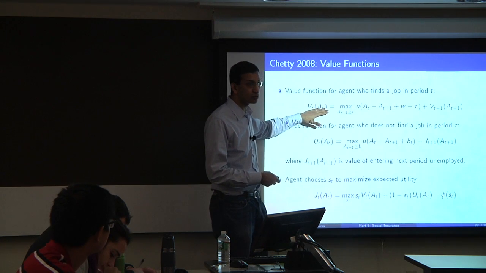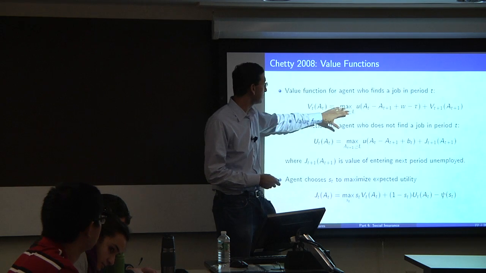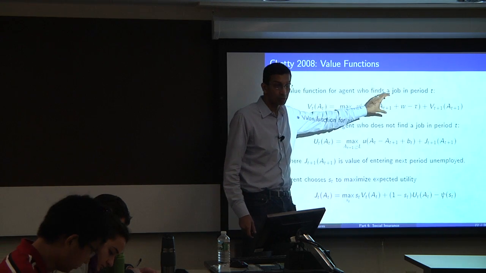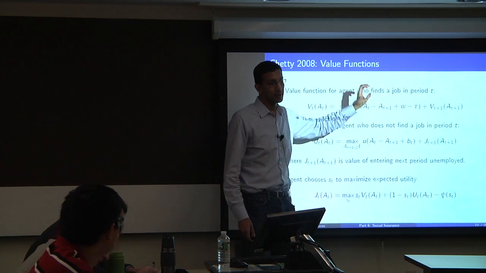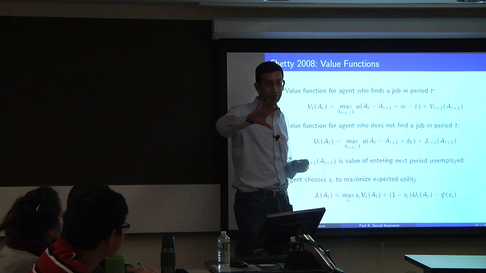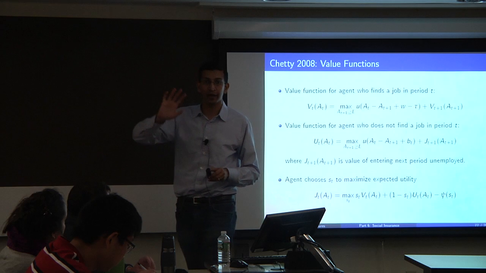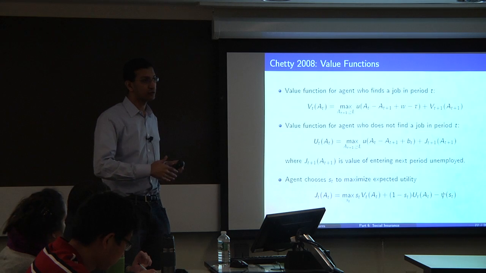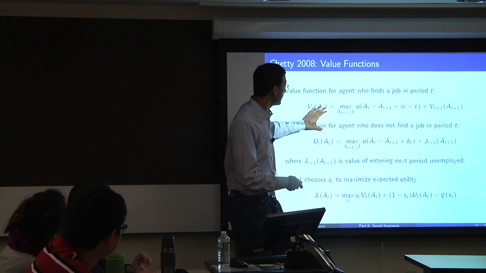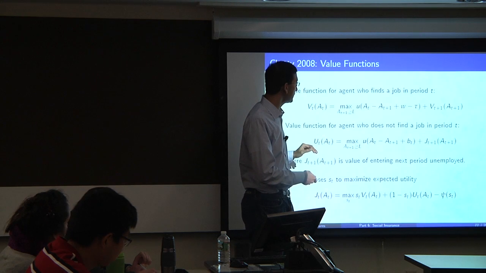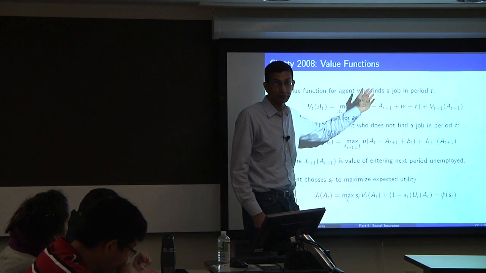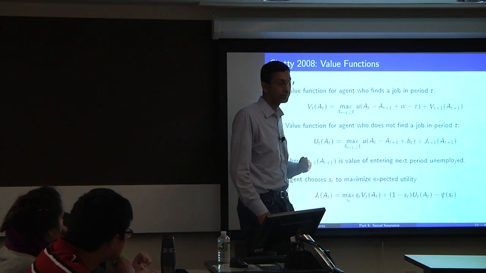So the value function in period t can be written as the sum of two terms, one of which is the flow utility in that period, and the other of which is the utility that you get going forward, which is determined by the value function in the next period, right? So this is writing the indirect utility in period t recursively as a function of the value function in period t plus 1.